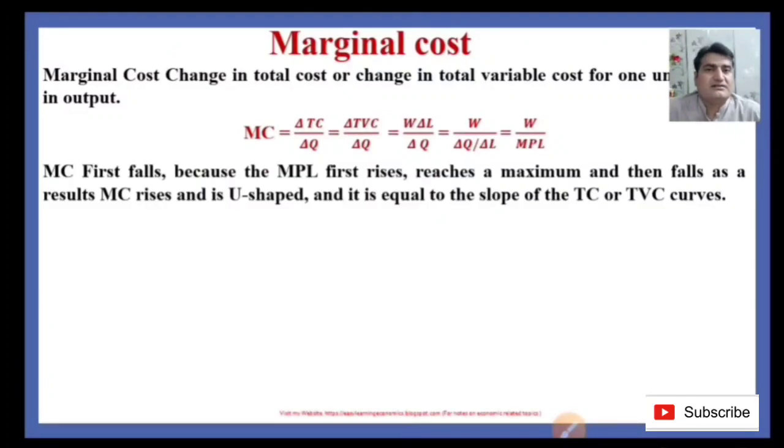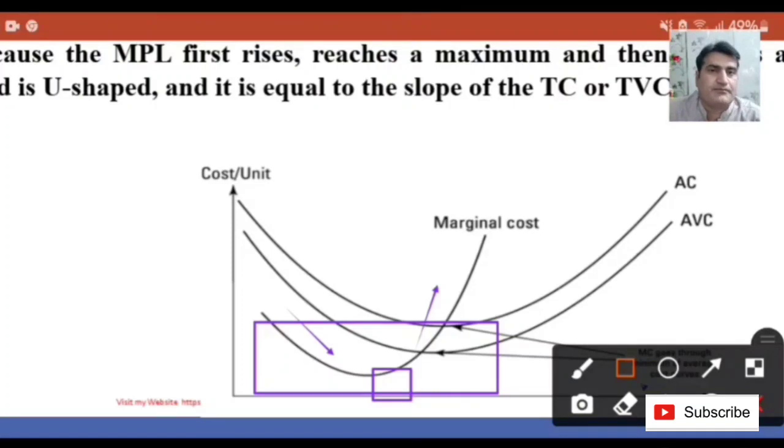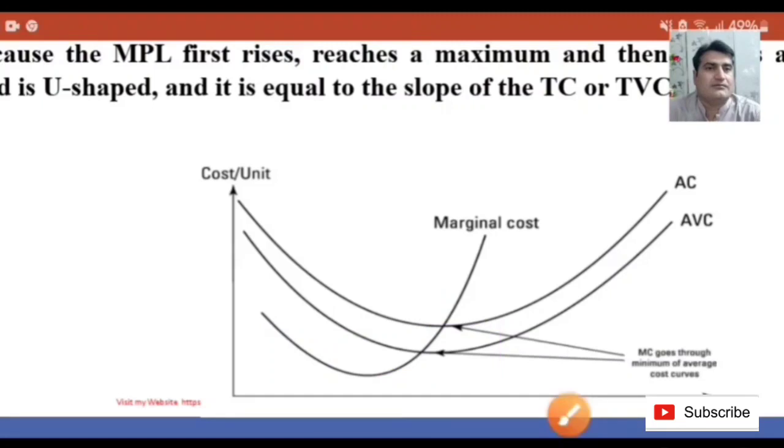Marginal cost first falls because the marginal productivity of labor first rises, reaches a maximum and then falls. As a result, the marginal cost rises and is U-shaped. It is equal to the slope of the total cost or total variable cost curve. So you can see here the marginal cost first falls, reaches a minimum, then starts to rise and is also U-shaped. It is equal to the slope of the total cost curve.